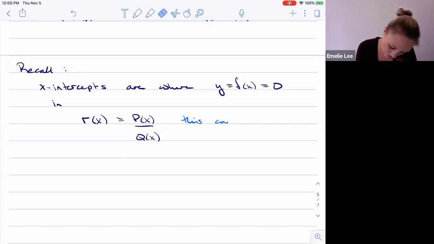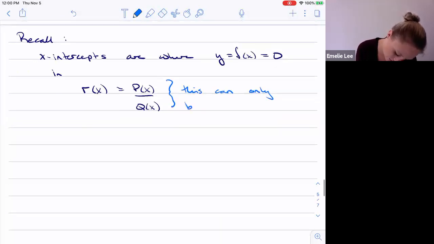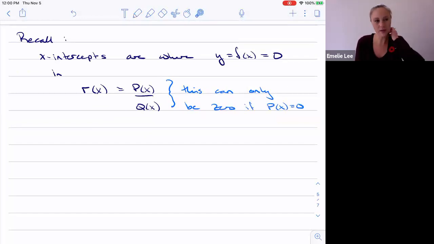Sorry, not just this. This can only be 0 if p of x is equal to 0, right? Because we can't divide by 0, that's illegal math. So the only way that we could make this whole thing be equal to 0 is 0 divided by something. 0 divided by 2 is 0. So the only way that we can force this to be 0 is if p of x is equal to 0.